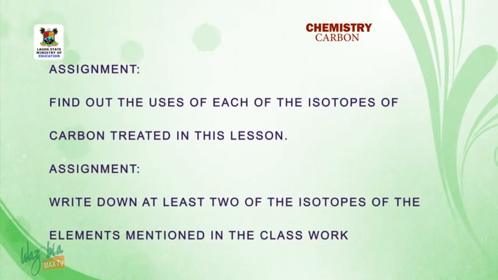Now take down these questions as your assignment before we time out. Number 1, find out the uses of each of the isotopes of carbon treated in this lesson. Number 2, write down at least 2 of the isotopes of the elements mentioned in the classwork. We'll come back later.